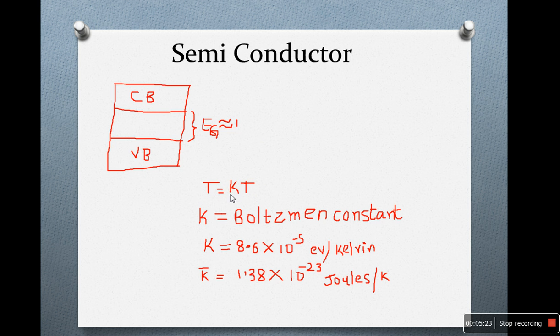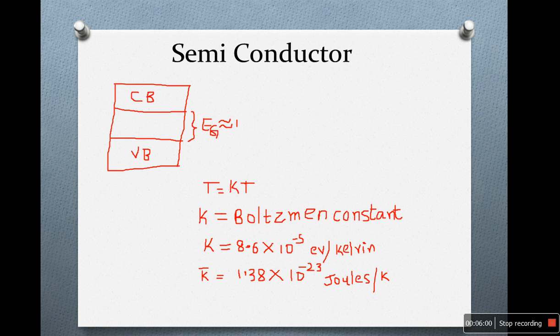Here K is the Boltzmann constant, whose value is 8.6 into 10 to the power of minus 5 electron volt per Kelvin, and it is also given by K equal to 1.38 into 10 to the power of minus 23 joules per Kelvin. So at room temperature, that is at 300 Kelvin, the average thermal energy supplied to the valence electrons is 26 millivolts.